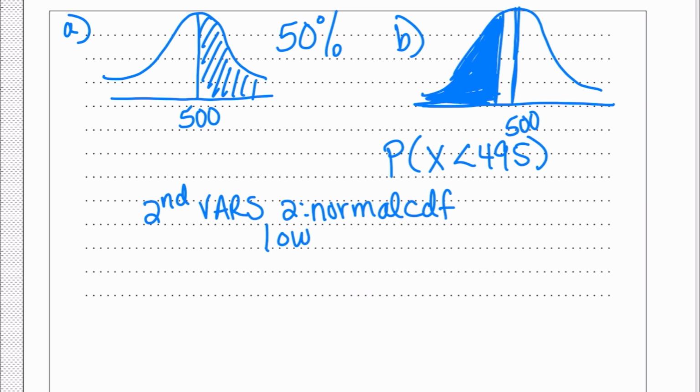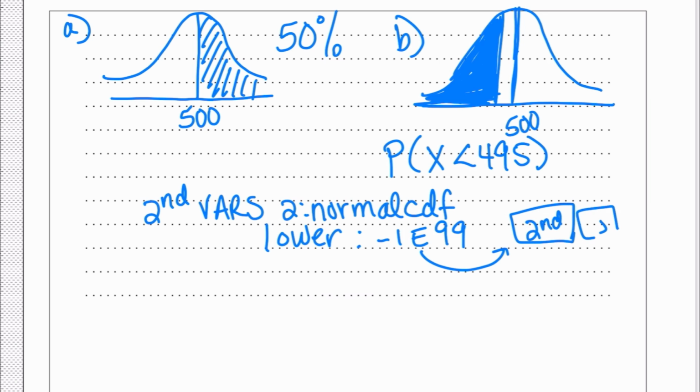So you're going to go to the calculator. It's going to prompt you for the lower bound, which is negative infinity. You can enter negative infinity as -1 E99. Remember, this E is for exponential notation, so it's going to be second, comma, basically. Then it's going to ask you for the upper bound. In this case, anything lower than 495. So my upper bound is 495. The mean is 500. And the standard deviation is going to be 3.